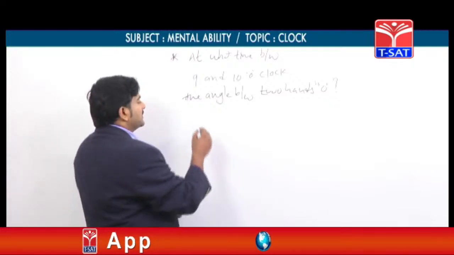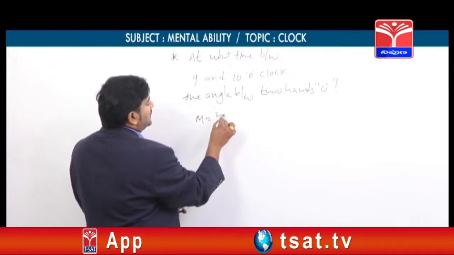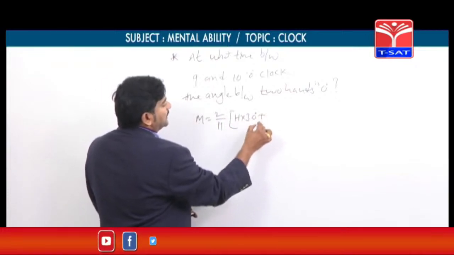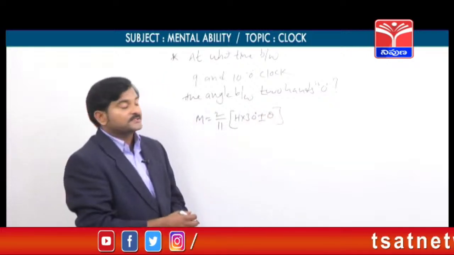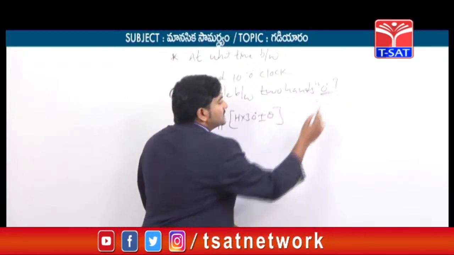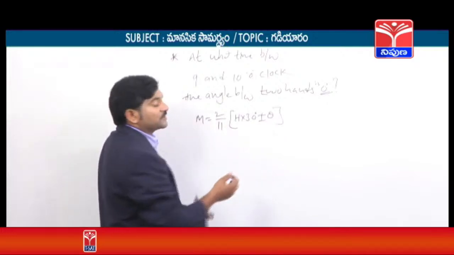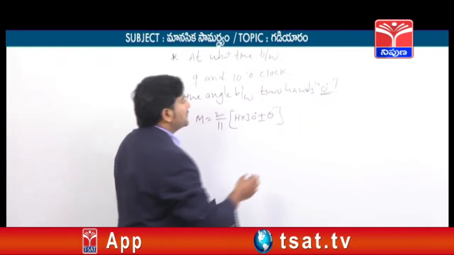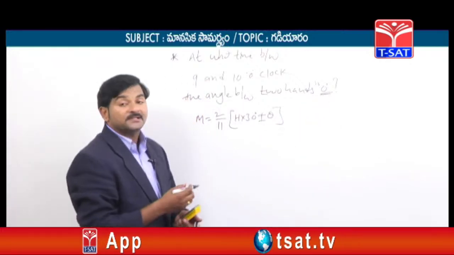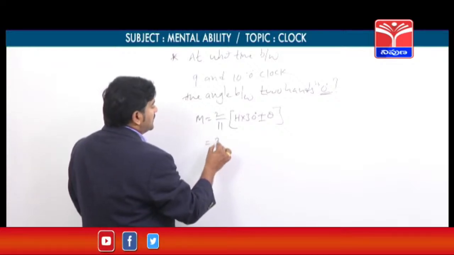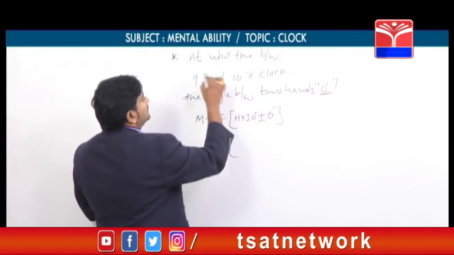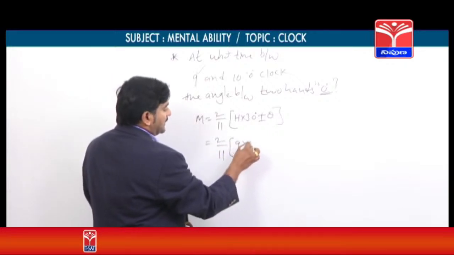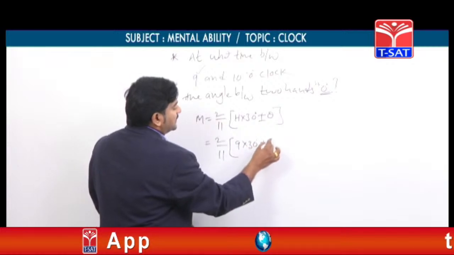So this can be solved by using the same formula again. The formula is m equals 2 by 11 into h into 30 plus or minus theta. Since he directly mentioned the word 0 degrees, here we can take theta equal to 0, no issue. Coincide means we may be in a dilemma, but he only mentioned at what time between 9 and 10 the angle between the two hands is 0 degrees. So we can take theta equal to 0. 2 by 11 into h. What is our starting hour here? Starting hour is equal to 9. That's why 9 into 30 plus or minus 0.